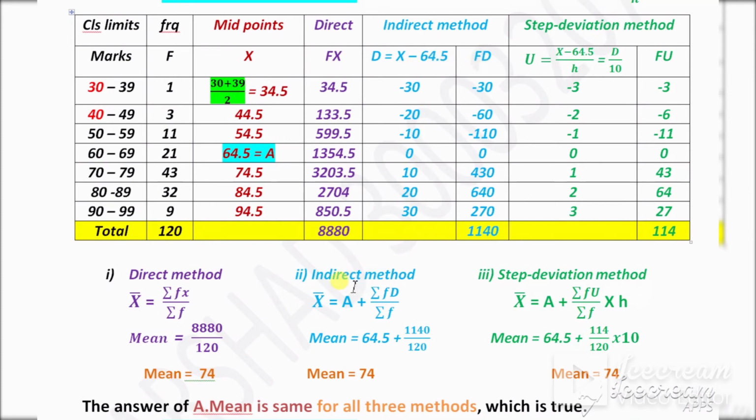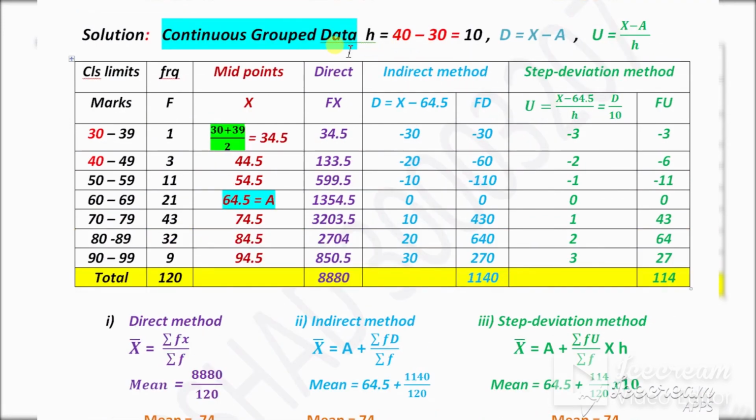So what is the formula for indirect method? A plus summation fd divided by summation f. First find d. D is the difference or deviation. X minus a is called d. Here d is equal to x minus a. So how to find a? A is assumed value that we always consider from x. Any number, the first one or the last one or the middle one.